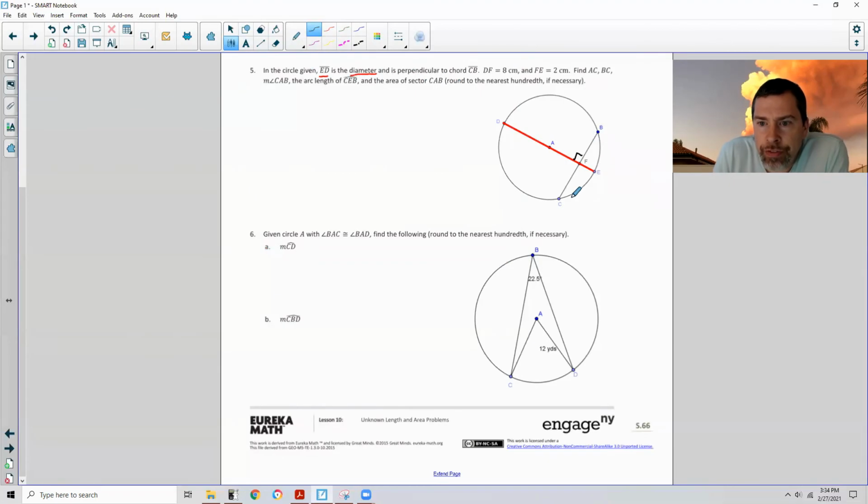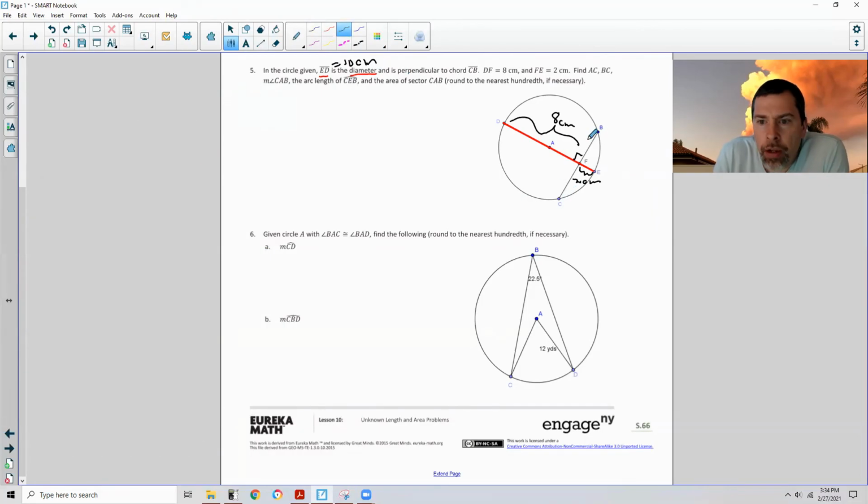Okay, DF equals 8 centimeters. So from here to here is 8 cm. FE is 2, so this little piece here is 2 cm. Therefore, our diameter is 10. So ED equals 10 cm. I will write that there. Find AC, BC, and the measure of angle CAB.